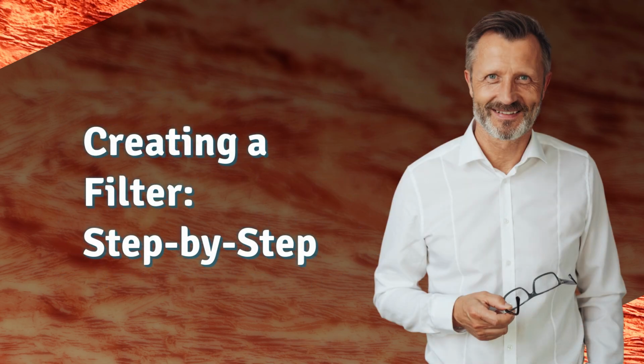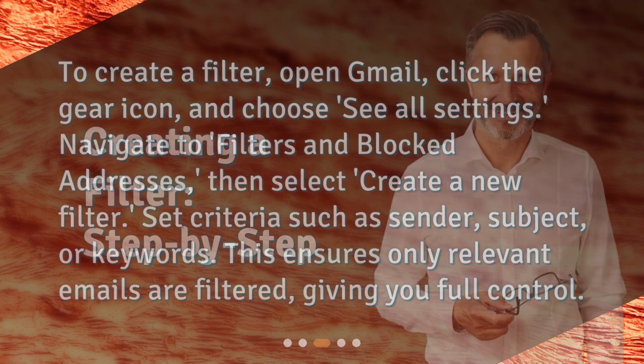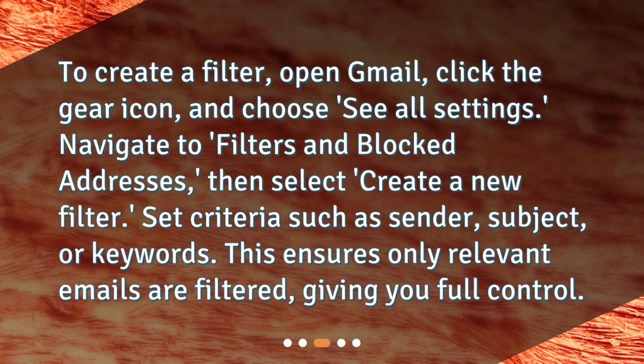Creating a filter, step by step. To create a filter, open Gmail, click the gear icon, and choose See All Settings. Navigate to Filters and Blocked Addresses. Then select Create a New Filter. Set criteria such as sender, subject, or keywords. This ensures only relevant emails are filtered, giving you full control.